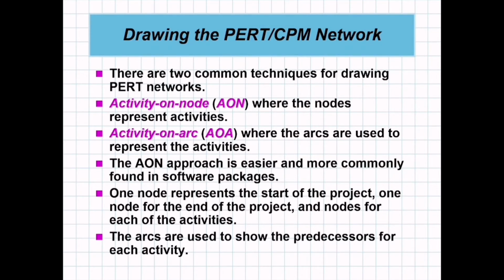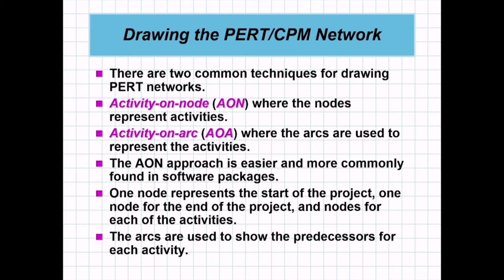So we need to draw the PERT or CPM network. When you say drawing, we need to present a diagram. There are two common techniques for drawing the PERT networks: the activity on node or AON, where the nodes represent activity, and the activity on arc or AOA, where the arcs are used to represent activities. The AON approach is easier and more commonly found in software packages.